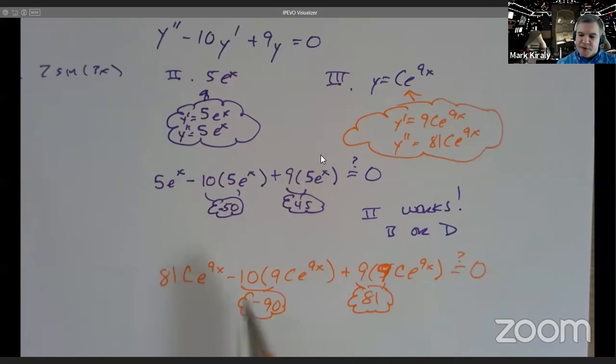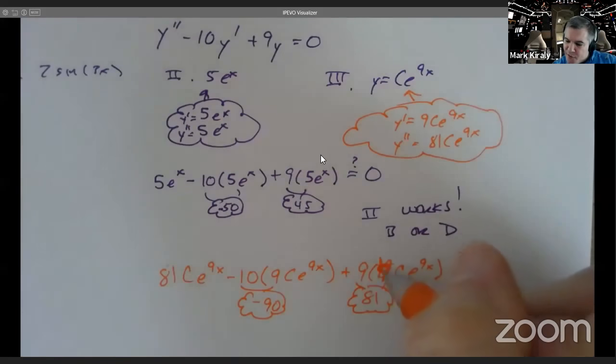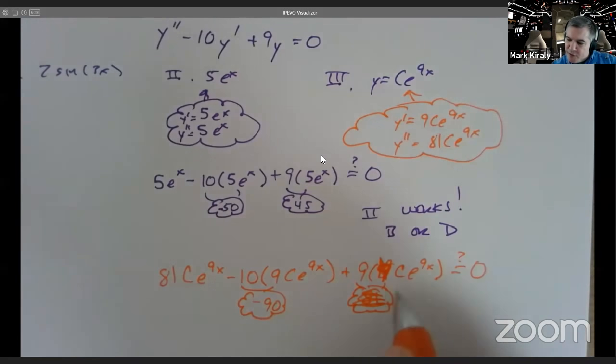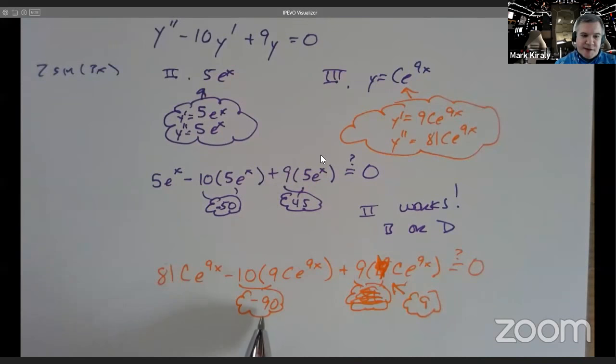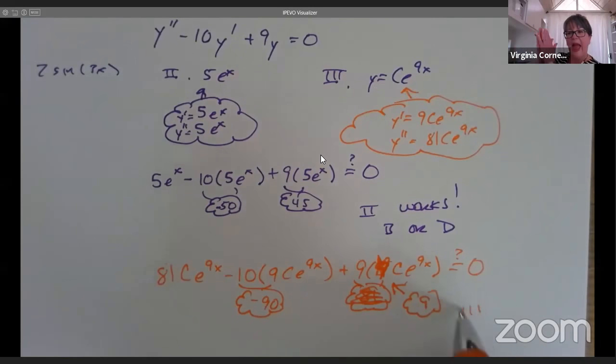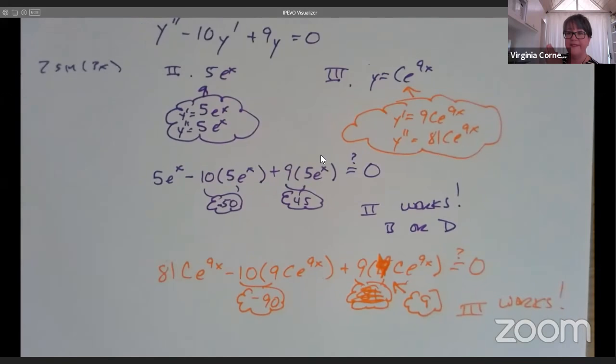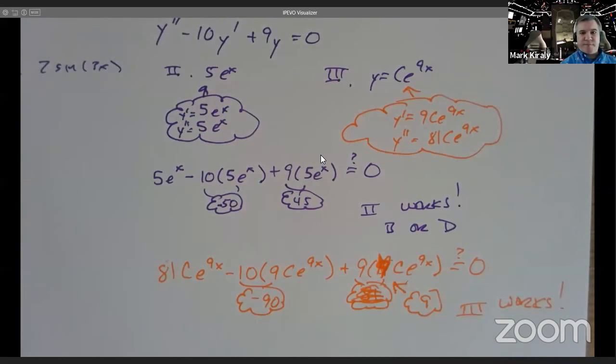So my second derivative minus 10 times my first plus 9 times my original, which I think, oops, that's not good. We need a 9 there. And we can see that we have the 81 plus 9 and then minus 90 for our coefficients. So this one works. So it's Roman numeral 2 and Roman numeral 3. So it's choice D. Yep, choice D.